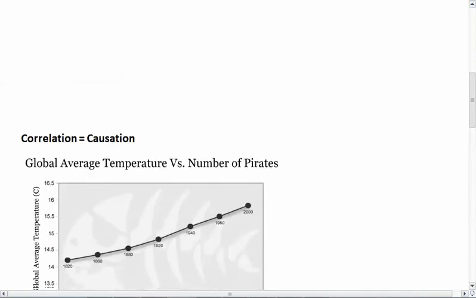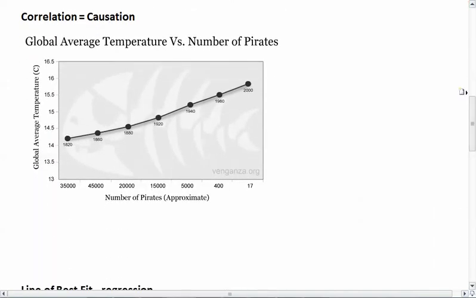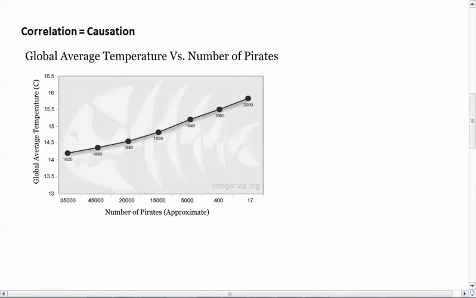Okay. Let's go on and look at correlation and causation. This is one of my favorite examples. Global average temperature versus the number of pirates. This is real data. Okay, you'll notice that each of the points is labeled with a year, and the fact that the years are different doesn't really matter, because I'm not doing anything with the years. I'm actually doing the number of pirates and the global average temperature.